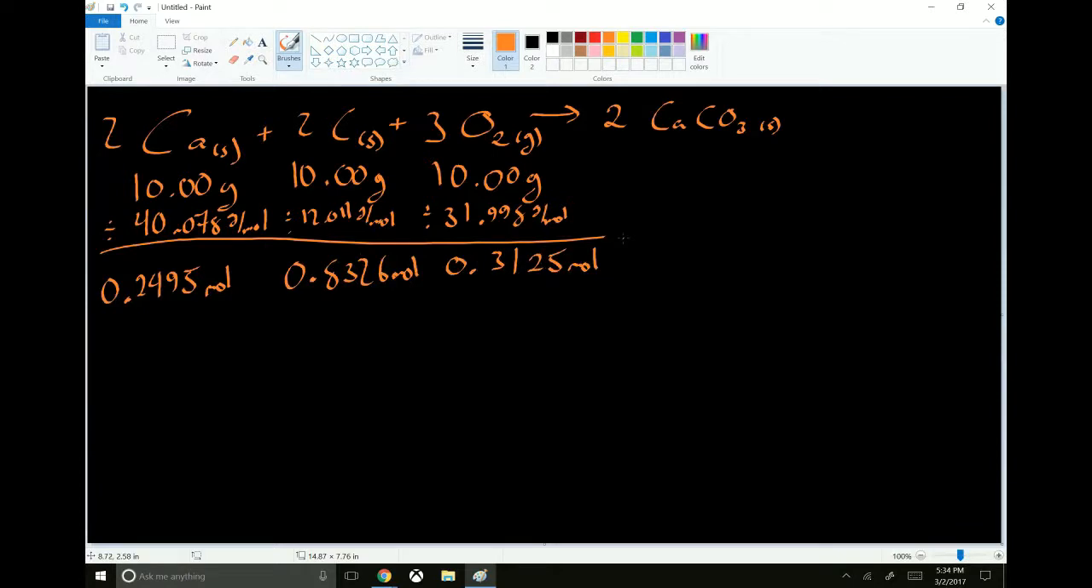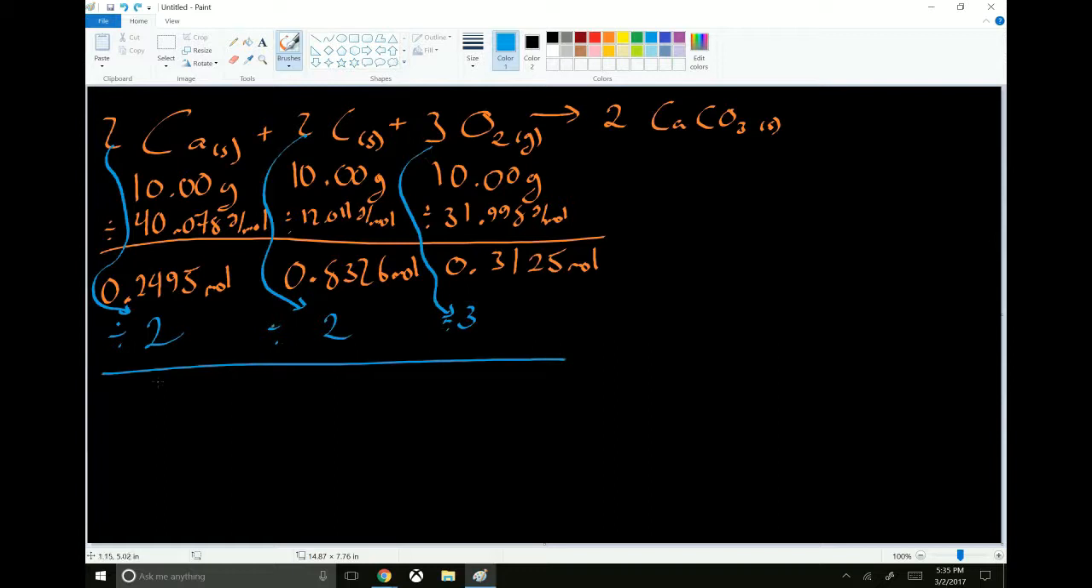Those are numbers that you would use going forward to find the amount of calcium carbonate you make, but before you could do that, you need to find the ratio. You need to find out which one is the limiting reagent. So you divide by 2. Let's not obscure the numbers. And you divide carbon by 2. And you divide oxygen by 3.